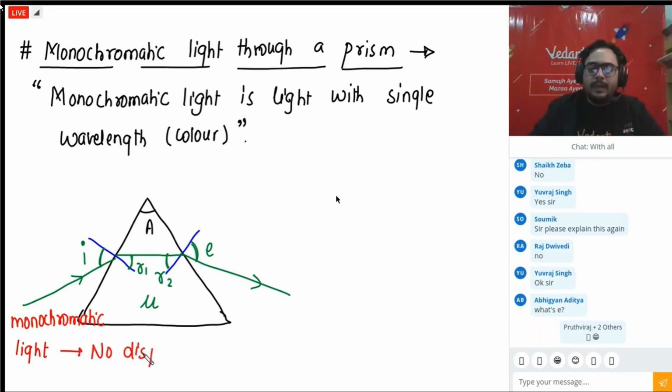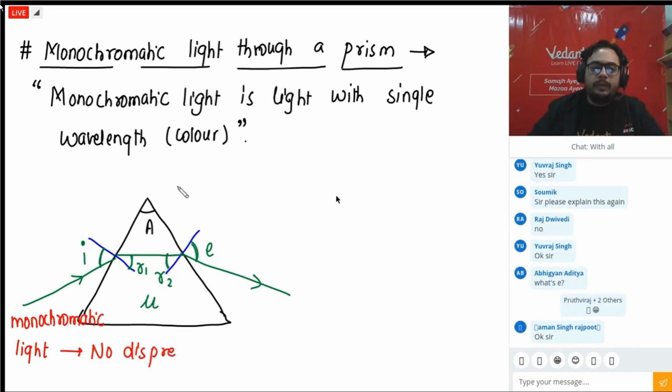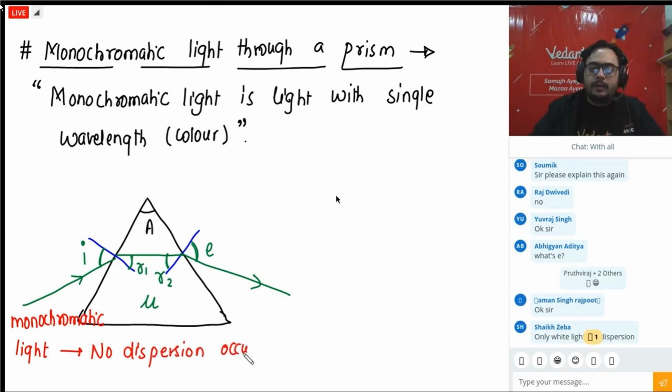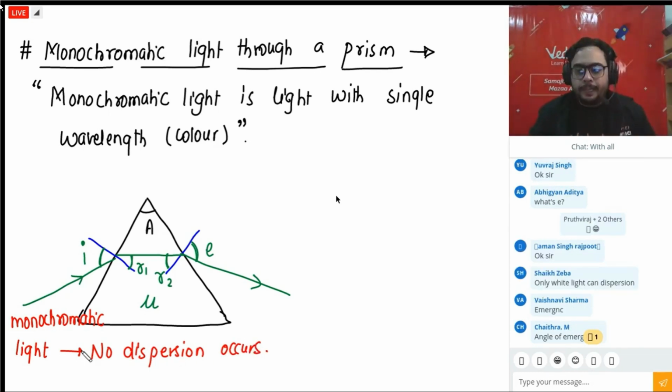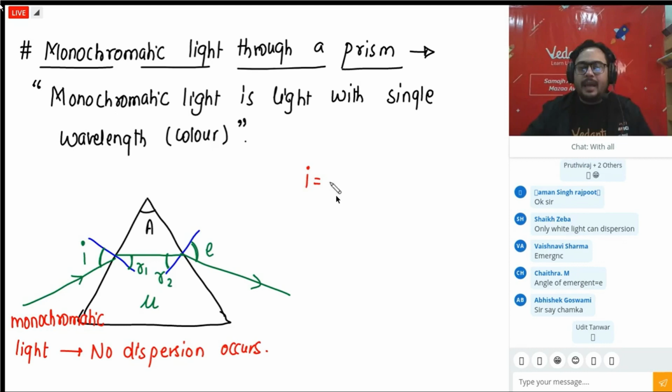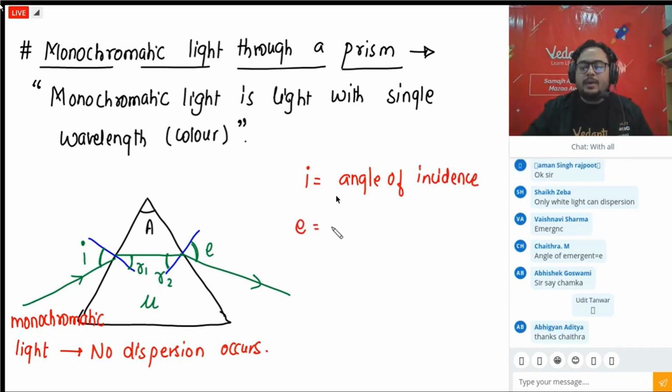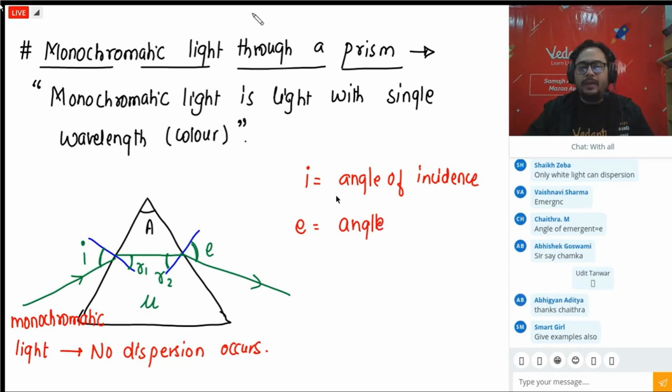What will it break into? No dispersion occurs. Yes, only white light can break, or any light with more than one color. Any light with more than one color will break. So I here is the angle of incidence. And E here is called the angle of emergence. It is emerging out of it.